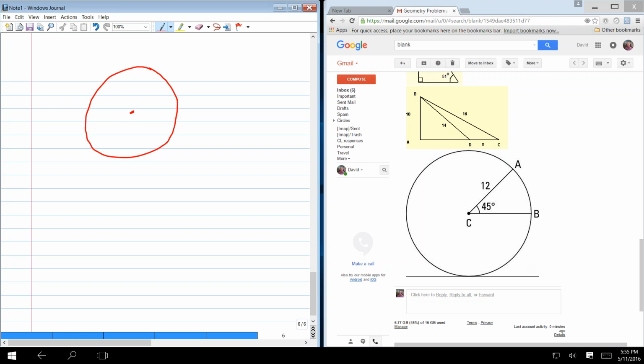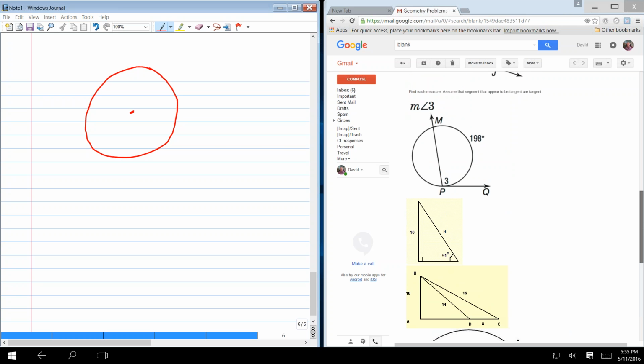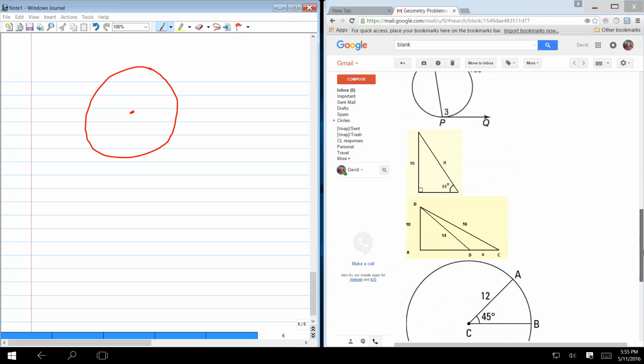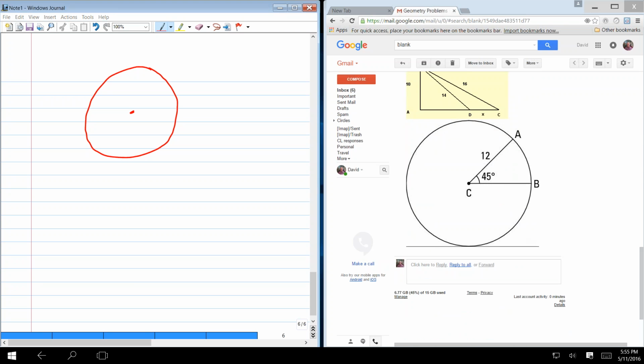Do they want arc AB or do they want the length of arc AB? Let's do both. Yeah. They don't say what it is they're asking for here. The measurement, and there is a big difference. The measurement of arc AB is in degrees. The length of it is in units, inches or feet, whatever. If I wanted the length of arc AB and that was a piece of string, I would cut it, straighten it out, and measure it with a ruler. Okay. That's arc length. Arc measurement is totally different.